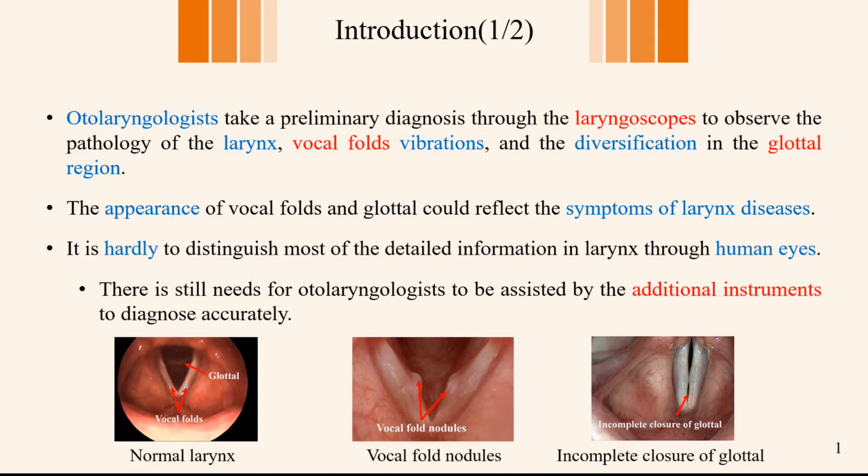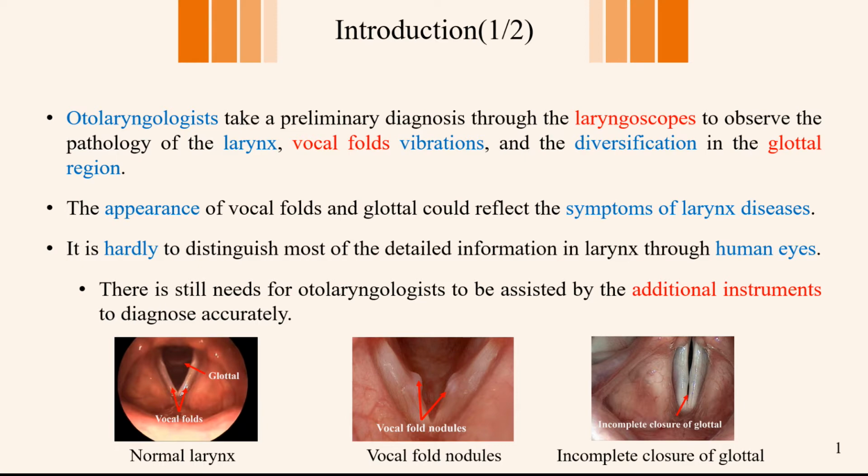In current otolaryngology clinical practice, patients come to see a doctor for vocal problems or throat discomfort. Otolaryngologists will make a preliminary diagnosis through laryngoscopies. Laryngoscopies are used to observe the pathology of the larynx, vocal fold vibrations, and the diversification in the glottal regions. The normal larynx is shown in the left figure.